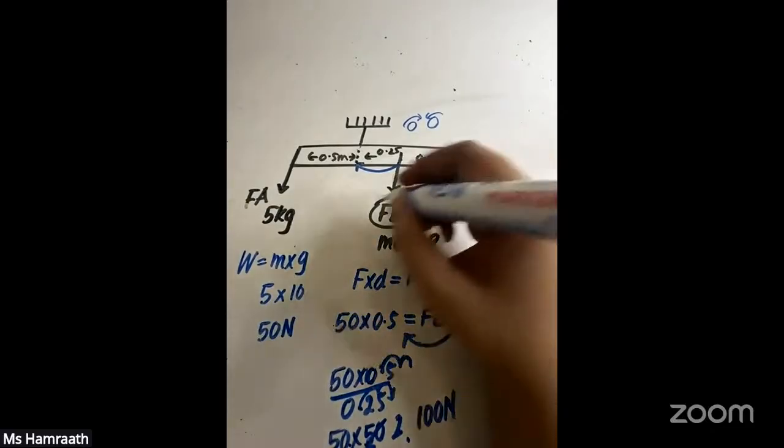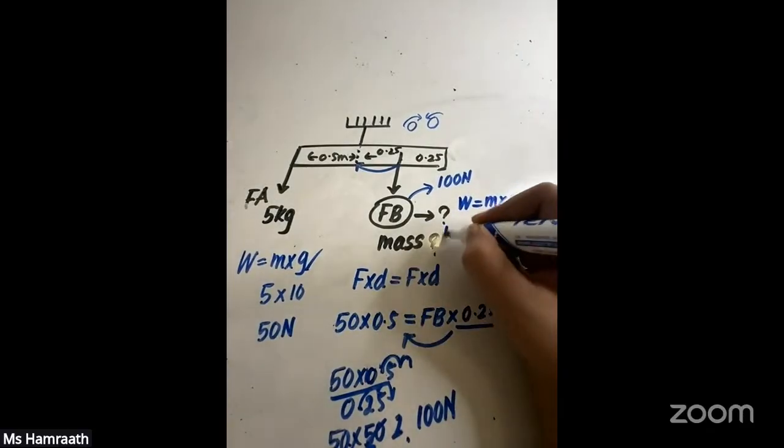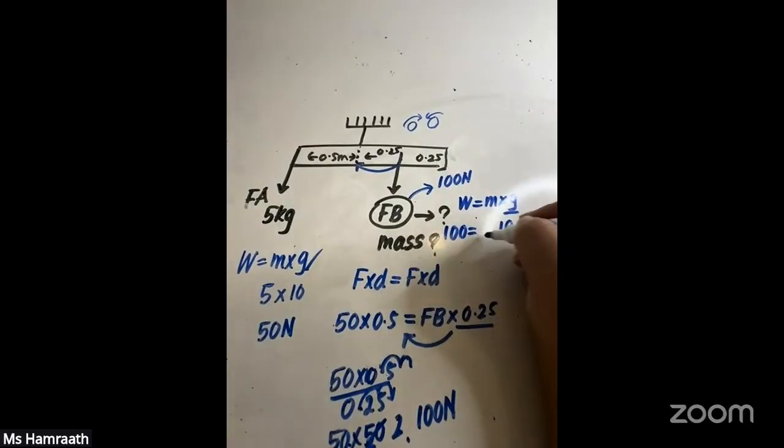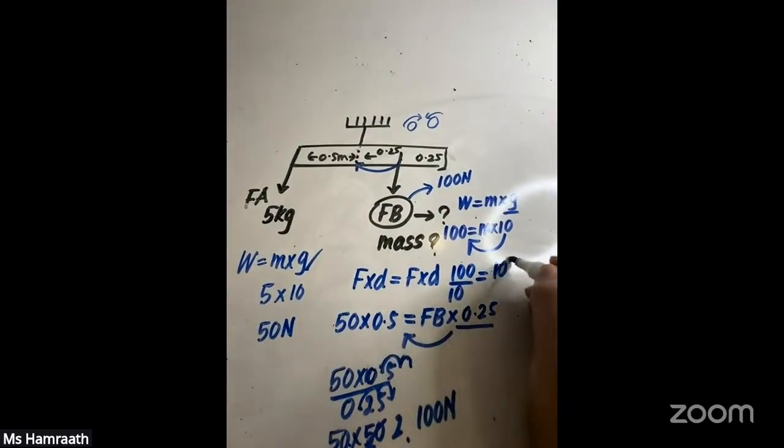How can I find the mass? Use the same equation. Weight is equal to mass into gravitational force. Gravitational force is given. Weight is 100. Mass, we don't know. Take the 10 to the other side. 100 divided by 10 is going to be 10 kilogram.